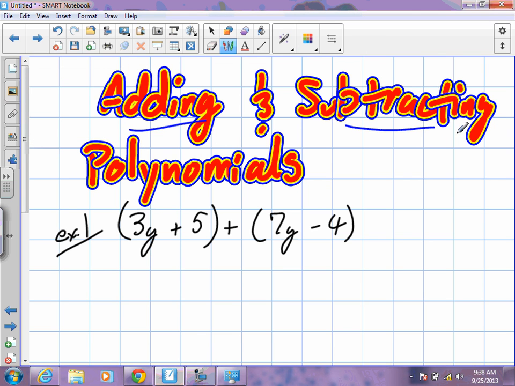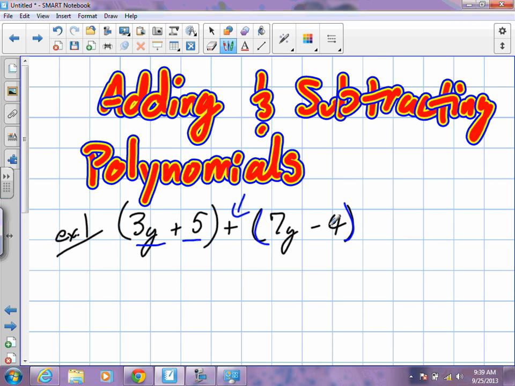So we're going to work on adding and subtracting. That's the idea of putting these sets in brackets and having an addition or subtraction sign. Polynomials, which is just a set of terms. So we have this expression here. And this expression states, according to BEDMAS, we deal with our brackets first. So it says 3y plus 5 added to 7y minus 4.